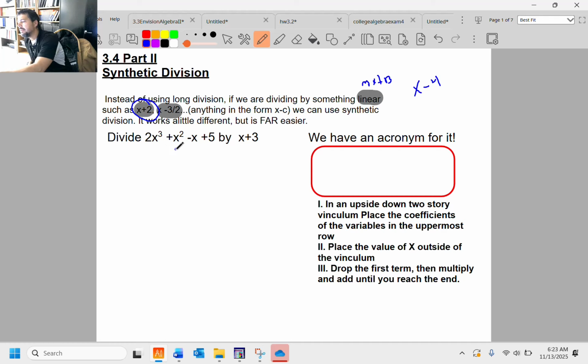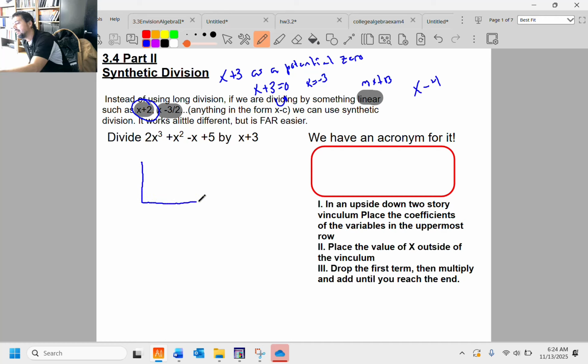So we're going to divide 2x cubed plus x squared minus x plus 5 by x plus 3. Now, what we do is we think about x plus 3 as a potential 0. And if it's a potential 0, we could say this: x plus 3 is 0. We're just going to subtract the 3 and we have an x value of negative 3. We're going to have an upside down vinculum that's 2 stories tall, and we're going to put the x value there. That's x, and x was negative 3. We're going to keep only the coefficients.